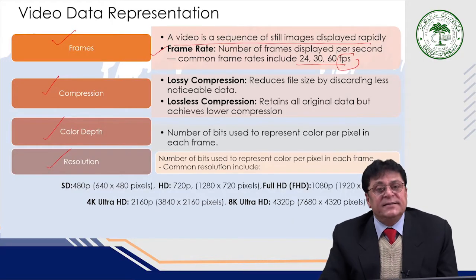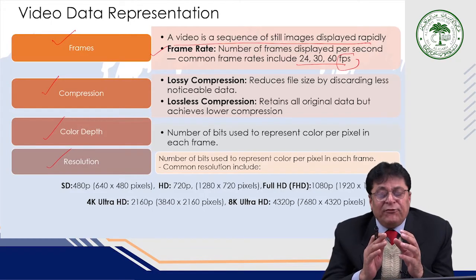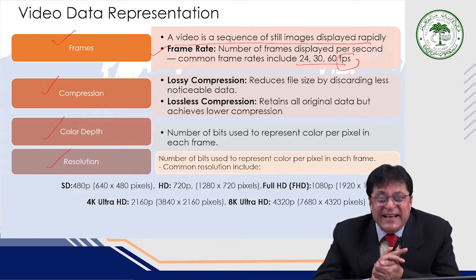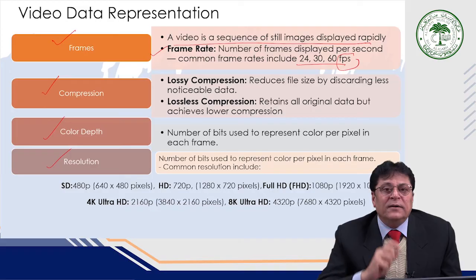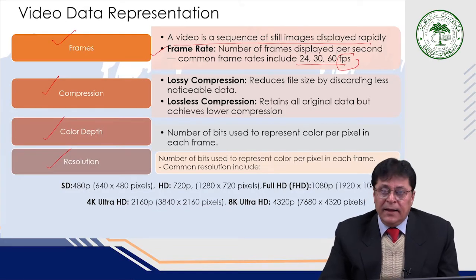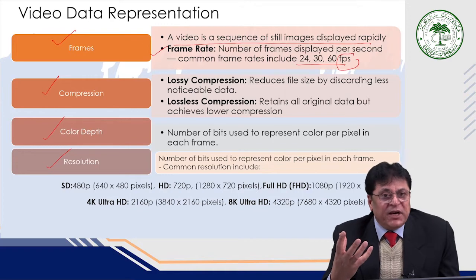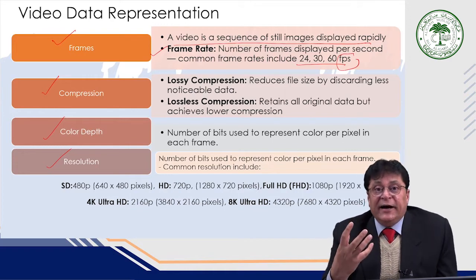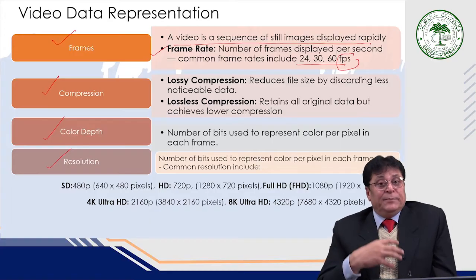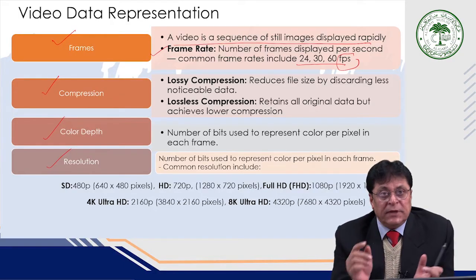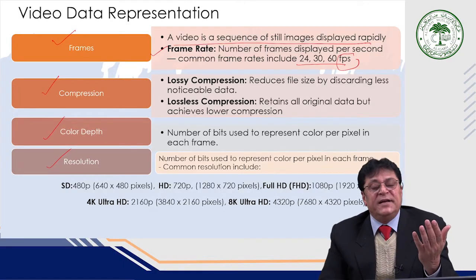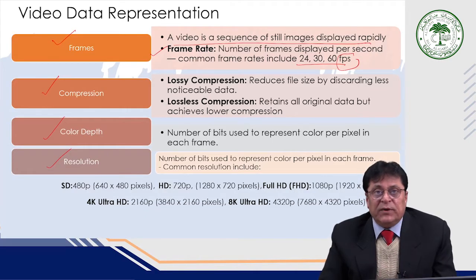Next important aspect is compression, which is important to understand video data representation. What is compression? It is the process of pressing something to make it small, like you press a sponge to make it small. In the same way, the more detailed a picture is, the more detailed a frame is, the more the number of frames per second, the more bulkier will be the data in the form of zeros and ones, because all of it is represented in digital format using zeros and ones.